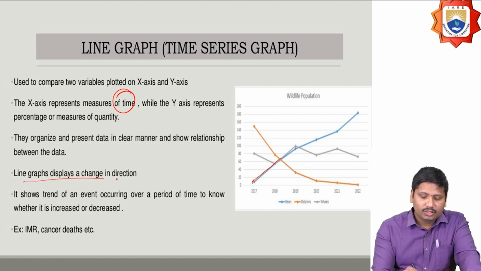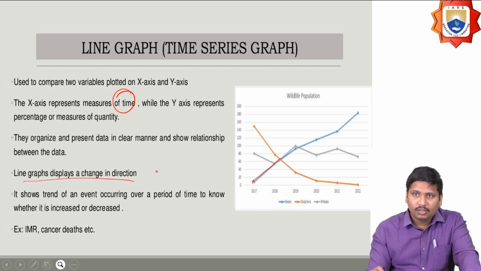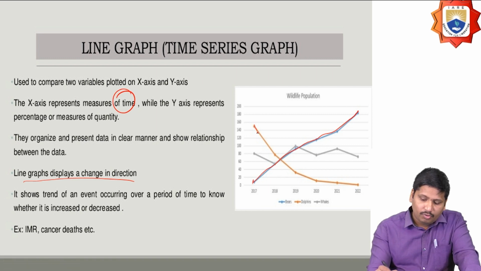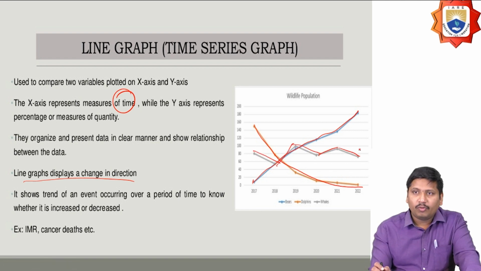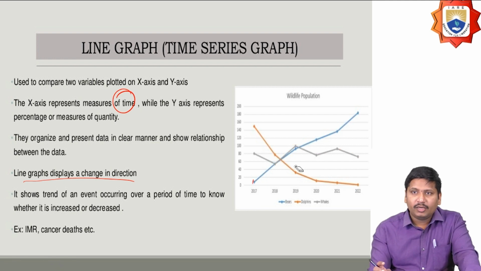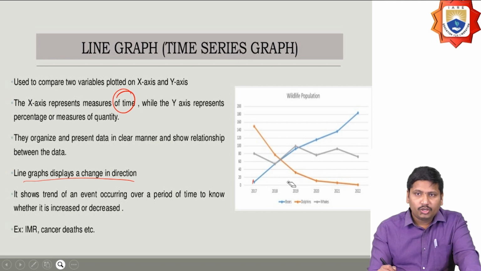The line graph displays the change in direction. That means the population of bears is increasing by seeing this graph, the population of dolphins is decreasing, and there are ups and downs in the population of whales. So I can get a clear idea by seeing this line graph. But it is based on the time here, like 2017, 2018, 2019, 2020.